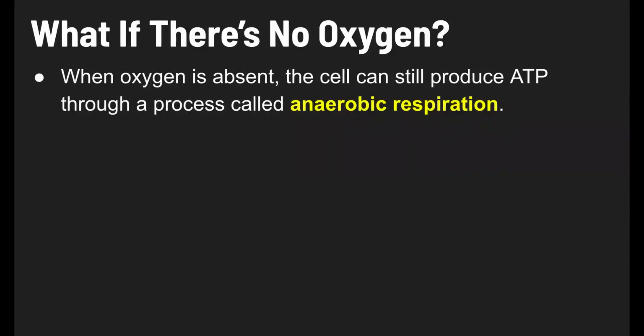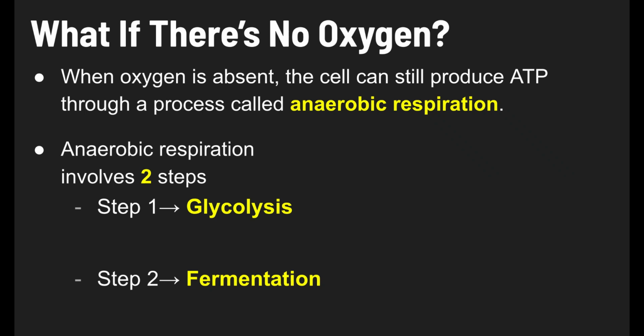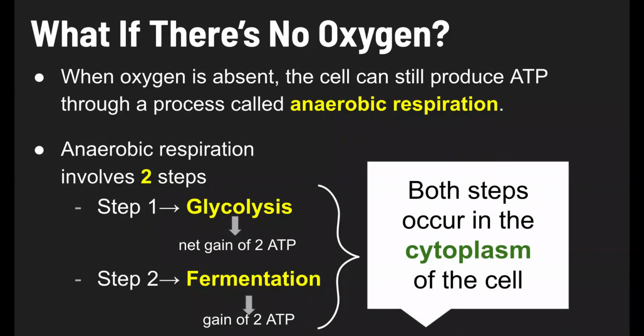When oxygen is absent, the cell can still produce ATP, but it does it through a process called anaerobic respiration. Anaerobic respiration involves 2 steps. Step 1 is glycolysis. Step 2 is fermentation. During glycolysis, the cell gains 2 ATP, and during fermentation, the cell gains 2 ATP. So when you put those 2 steps together, anaerobic respiration produces a total of 4 ATP. Both of those steps occur in the cytoplasm of the cell.